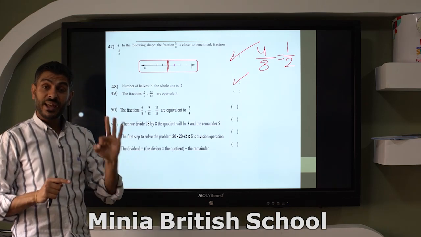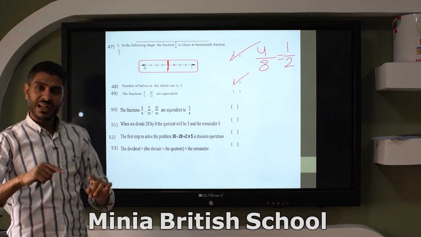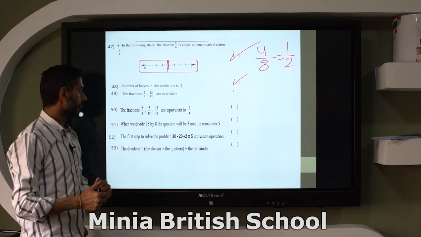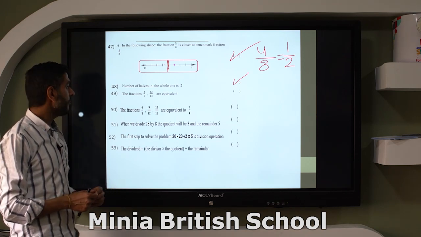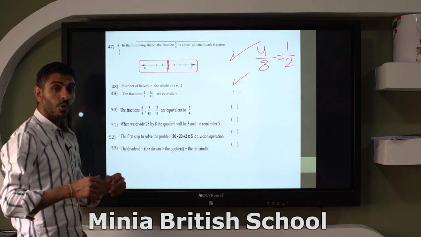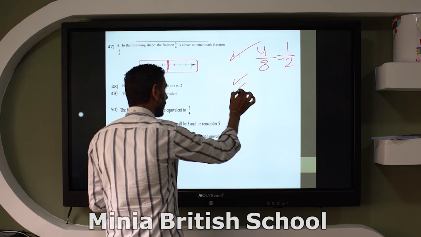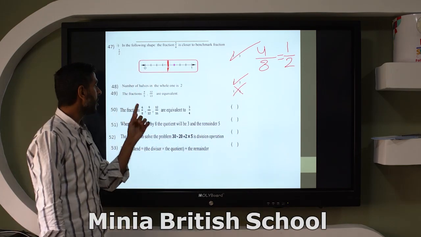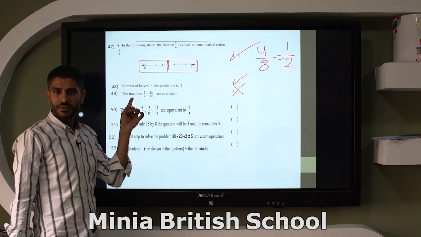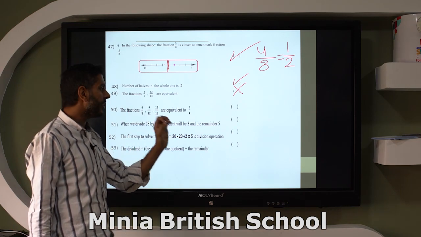And 3/3, 4/4, 5/5, and so on. The fractions 4 over 5 and 12 over 13 are equivalent. Yes, wrong. Here 4 becomes 12, multiplied by 3. But 5 times 3 equals 15, not 13.